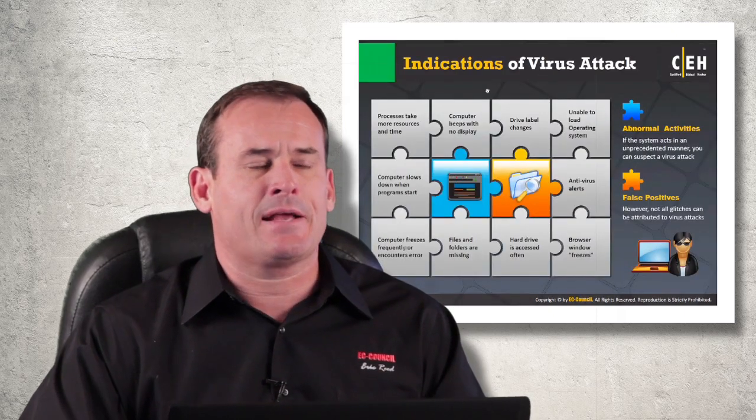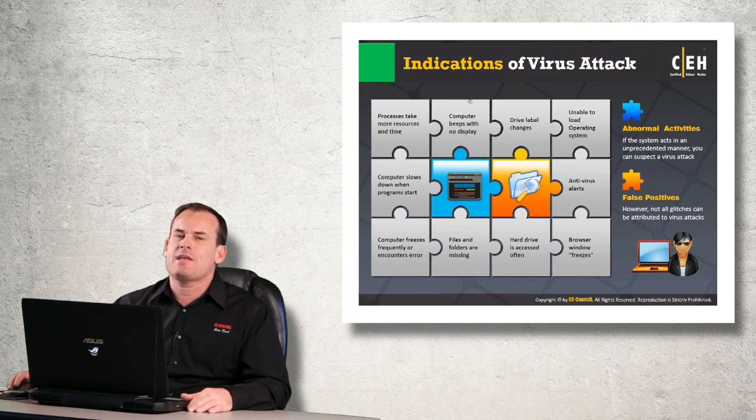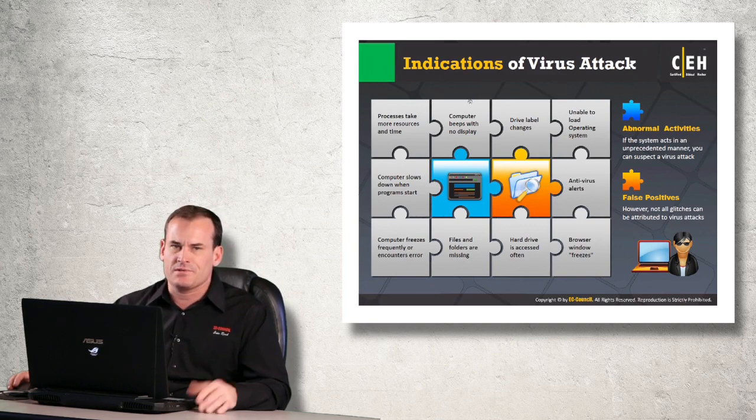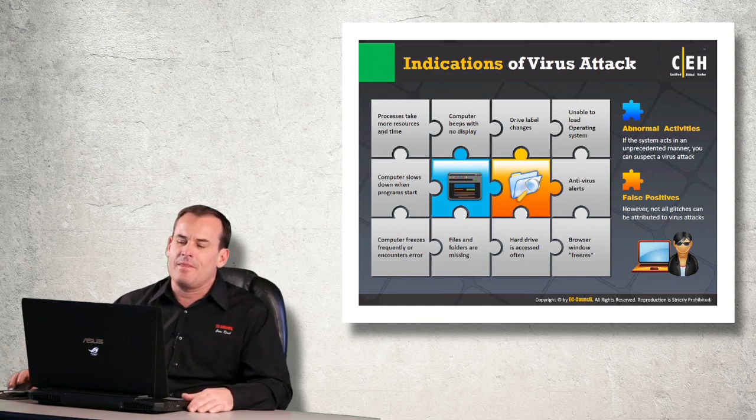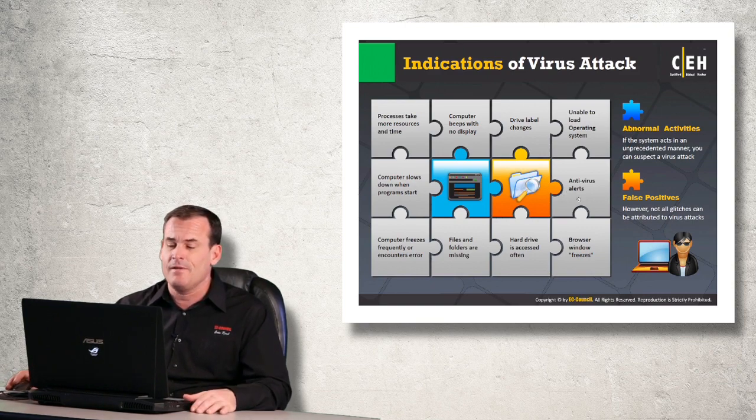Indications of a virus attack: something is abnormal with the system. Processes take more time, more resources, the computer beeps, there are no displays, the screen flashes. The antivirus alerts you to the presence of a virus. That's pretty conclusive. However, not all abnormal or anomalous activities are attributed to a virus.